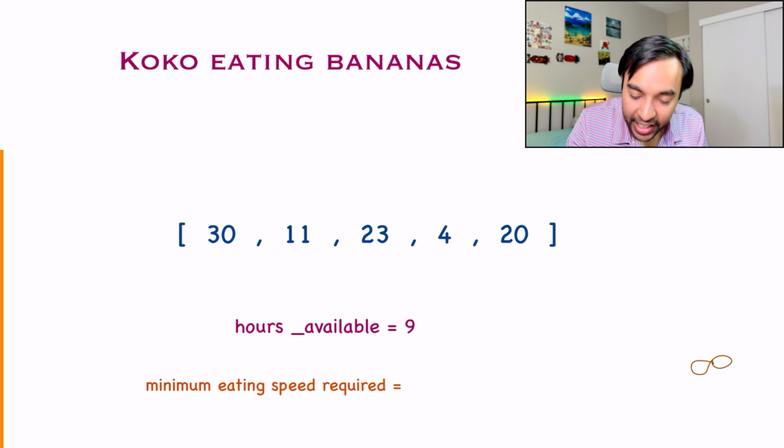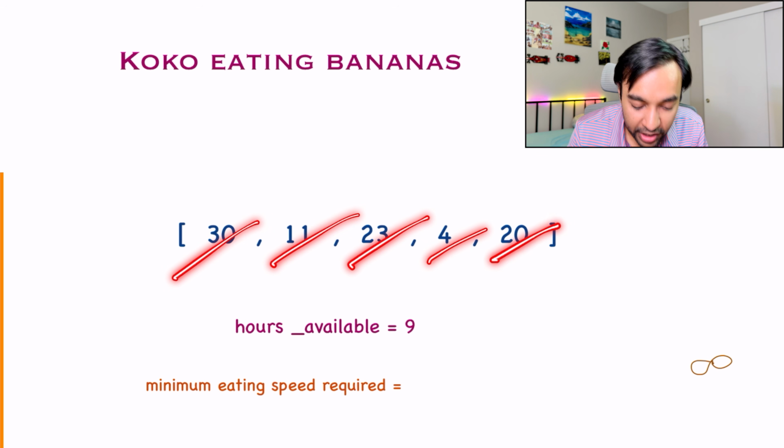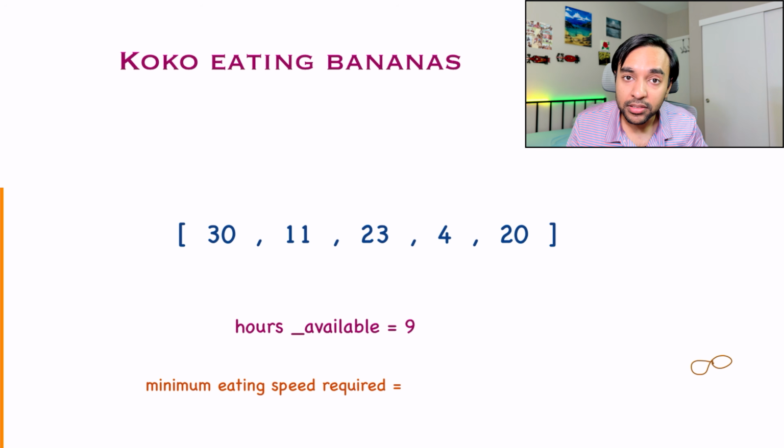If Koko was eating at an infinite speed, what will happen? In the first hour, he eats the first pile, then the second pile, then the third, then the fourth, and then the fifth. So in just 5 hours, he was able to eat all the bananas. But he has 9 hours available. So you need to use that.